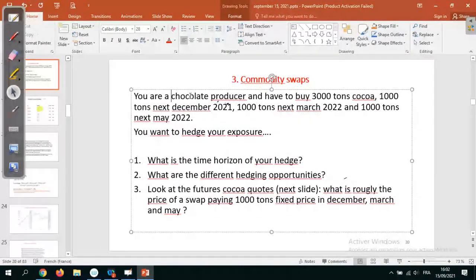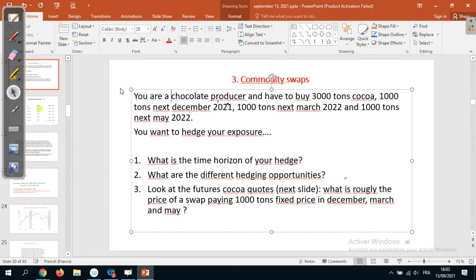If you are a chocolate producer, what is the time horizon of your hedge? It's a general question, not linked to having to buy cocoa in 3 months, but from a general point of view, what is the time horizon of the hedge of the chocolate producer? Second question, what are the different hedging opportunities? How can you hedge your company against the rise of the cocoa?